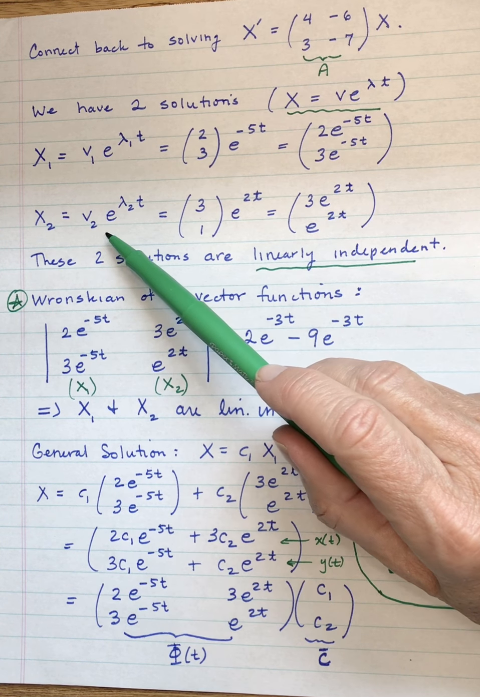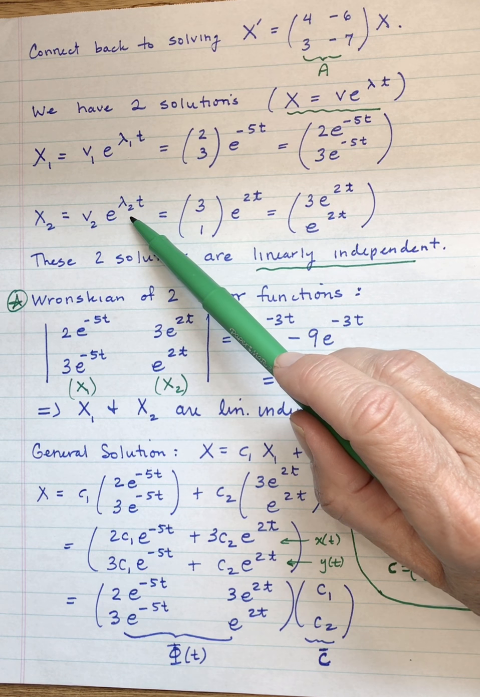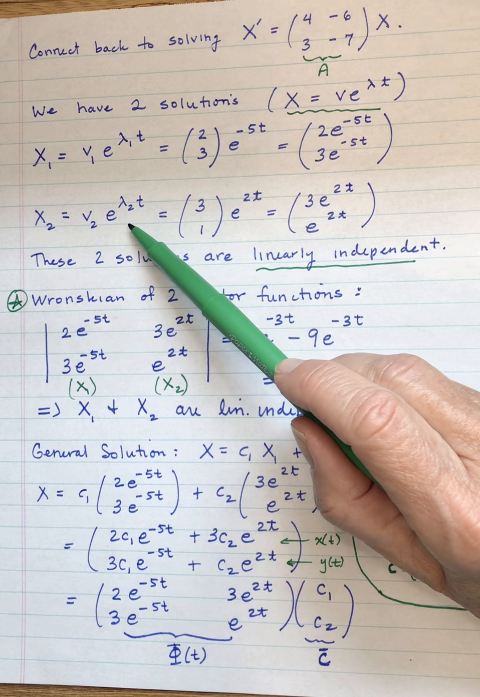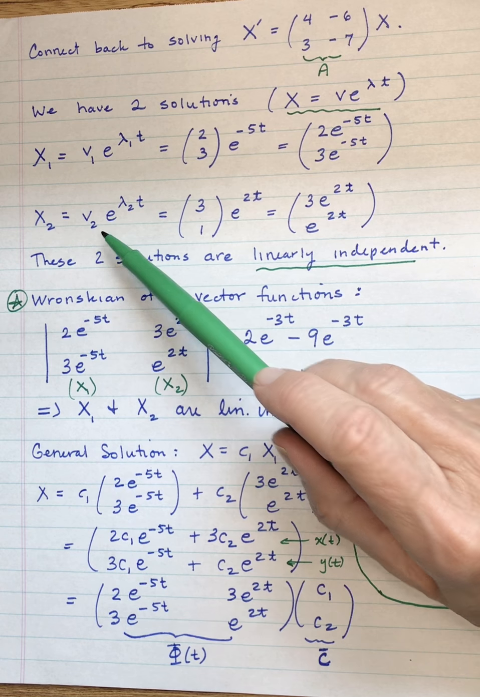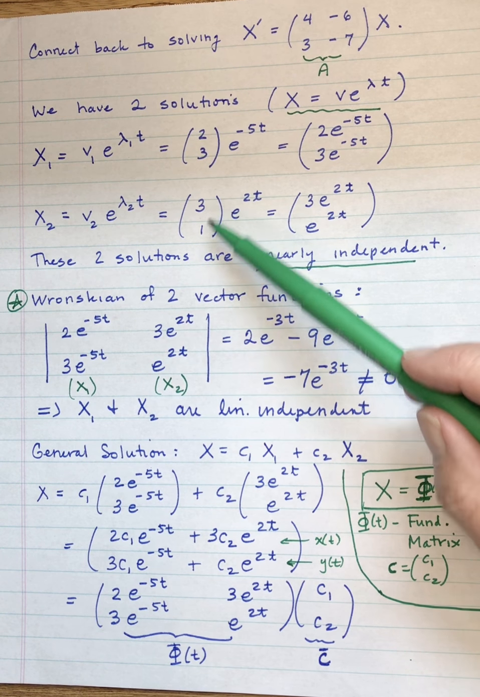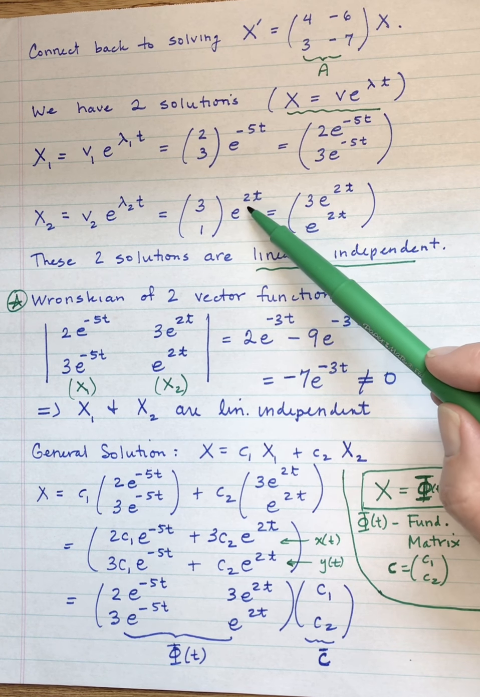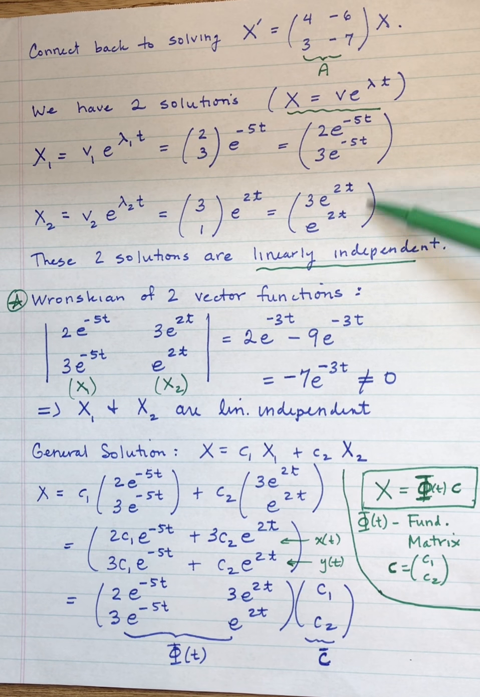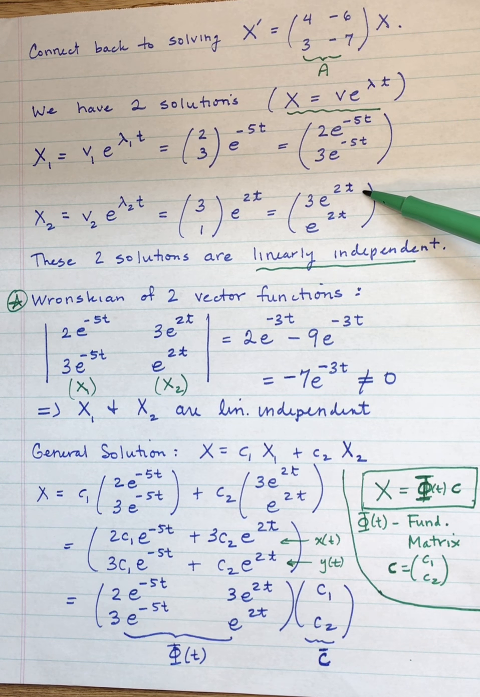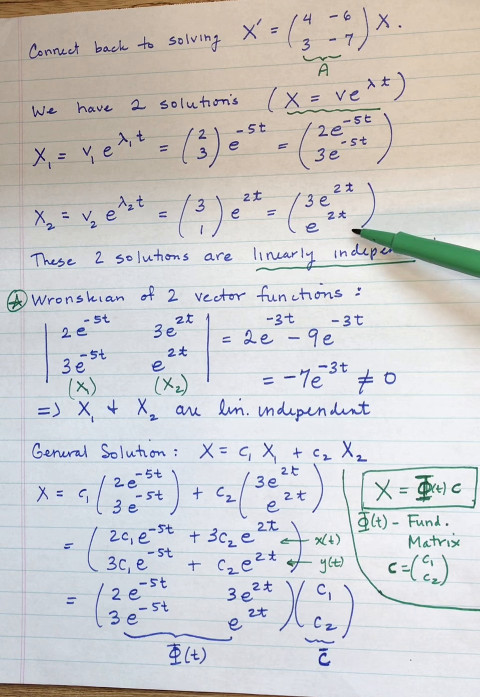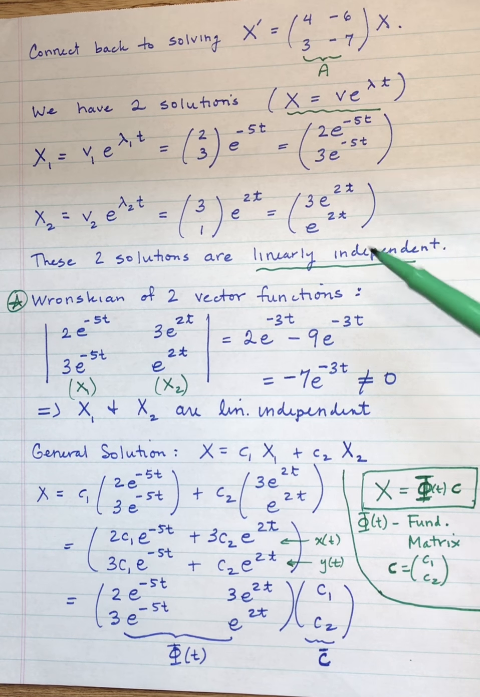We do the same thing for the second eigenvalue. The eigenvalue was 2. The corresponding eigenvector was 3, 1. So we get the vector v times e to the 2t. And again, you can multiply this through. So this is the first solution, the x. This is the little y.